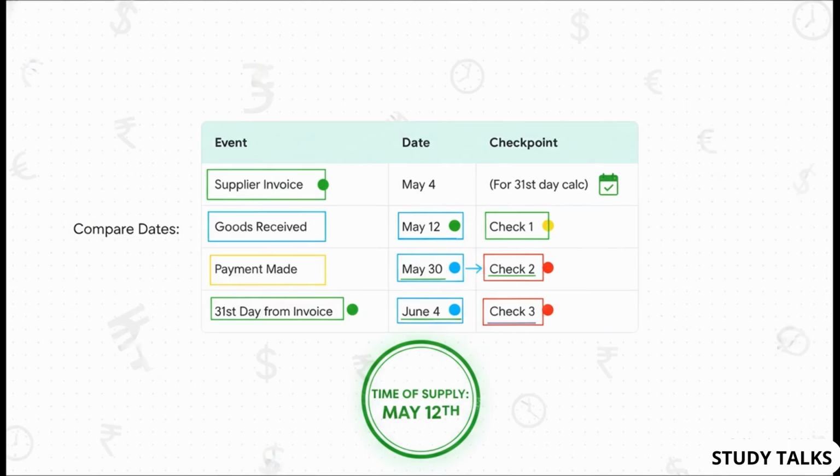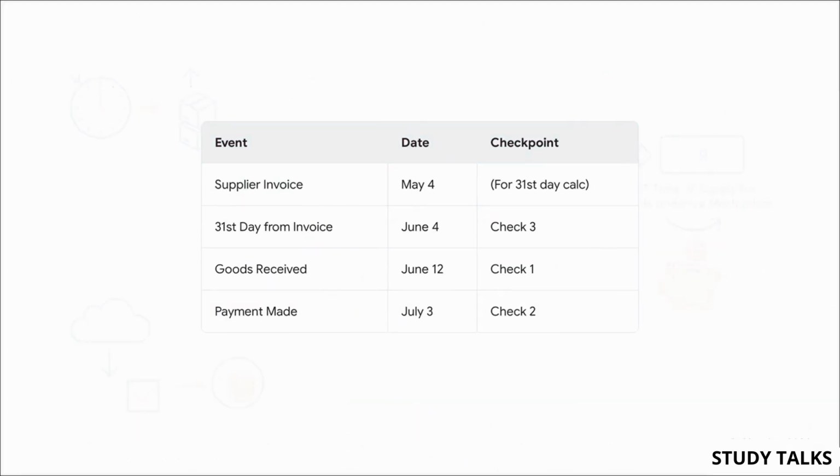Now, just compare the 3 dates, May 12th, May 30th, and June 4th. Which one is the earliest? Easy. It's May 12th. So the time of supply is May 12th. Simple as that. Now look at this second scenario.